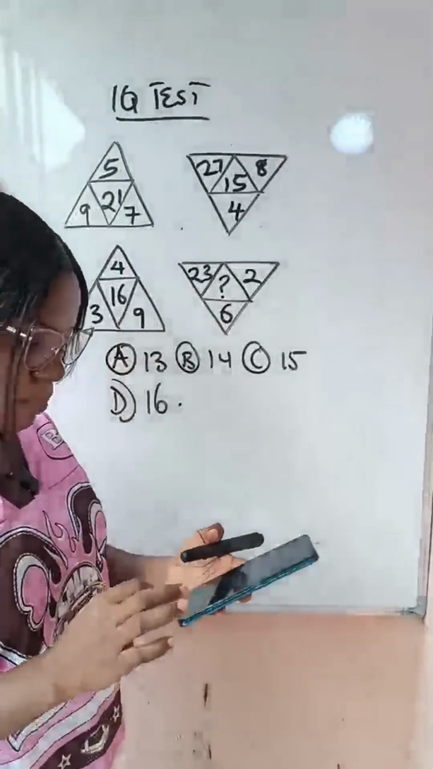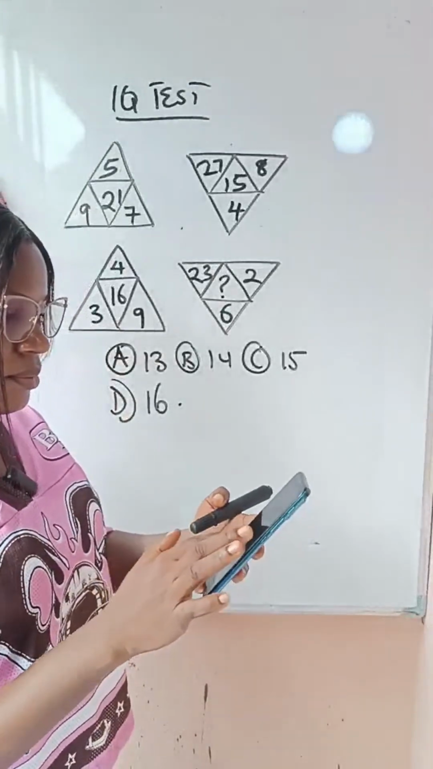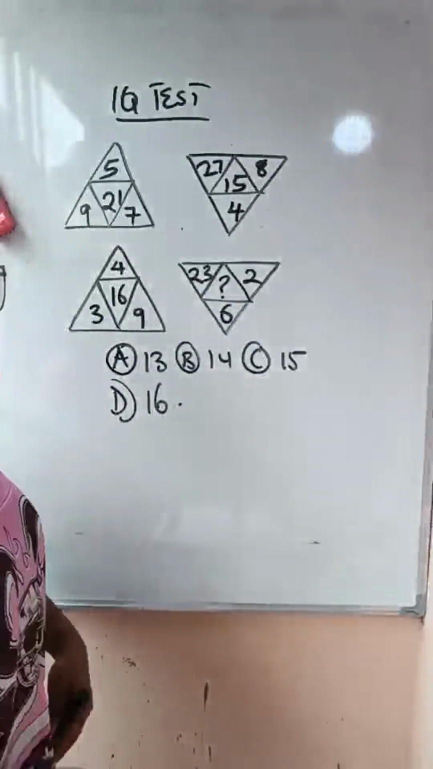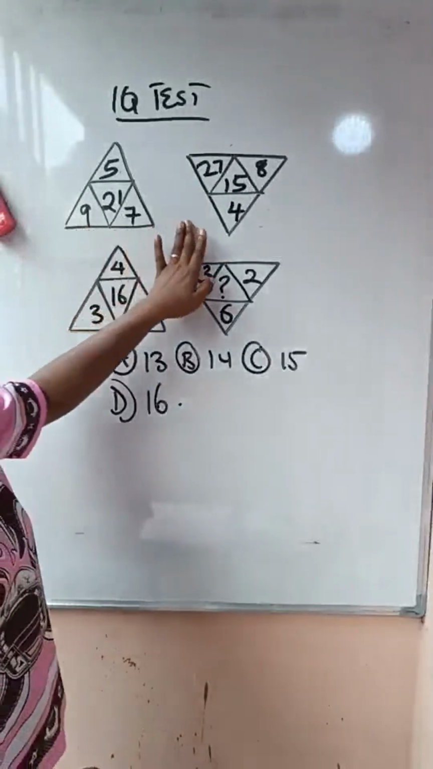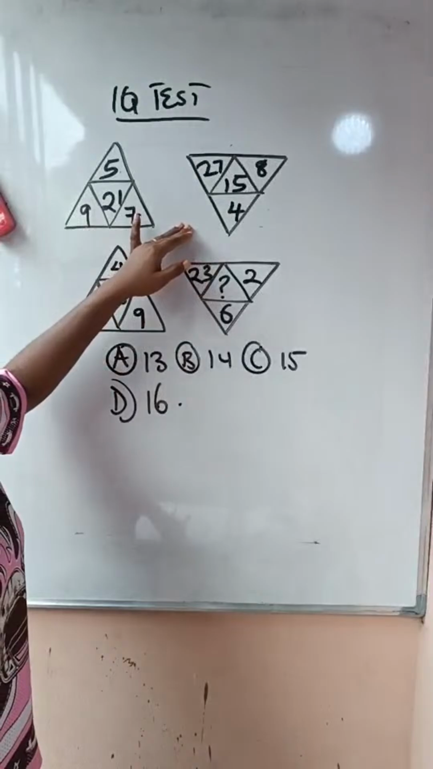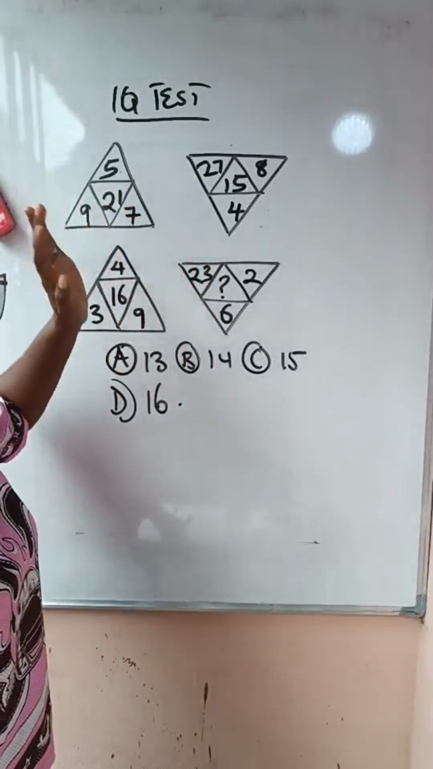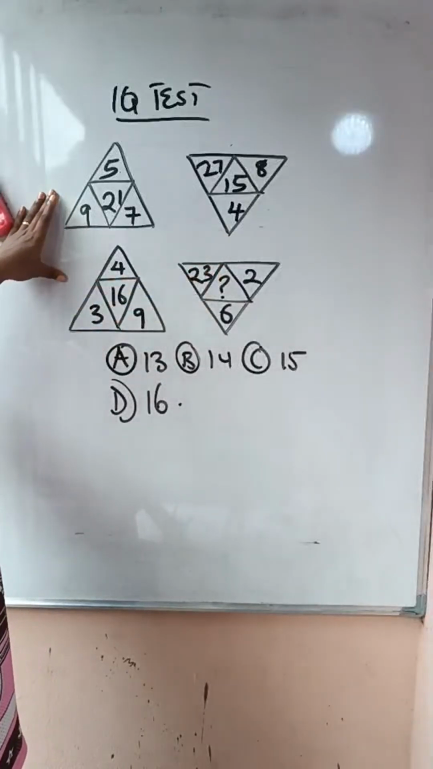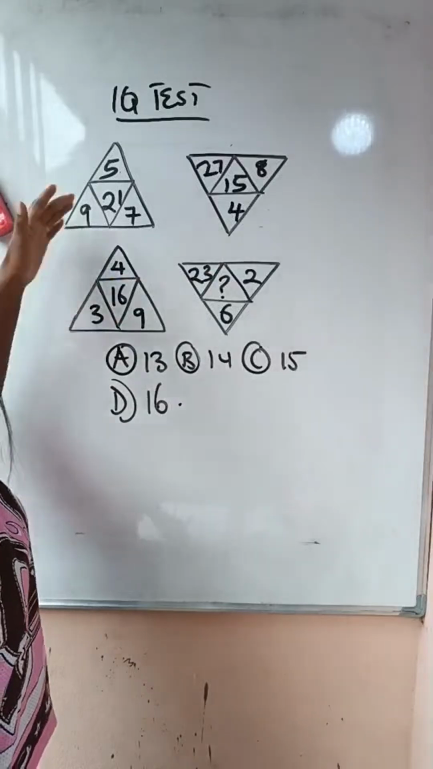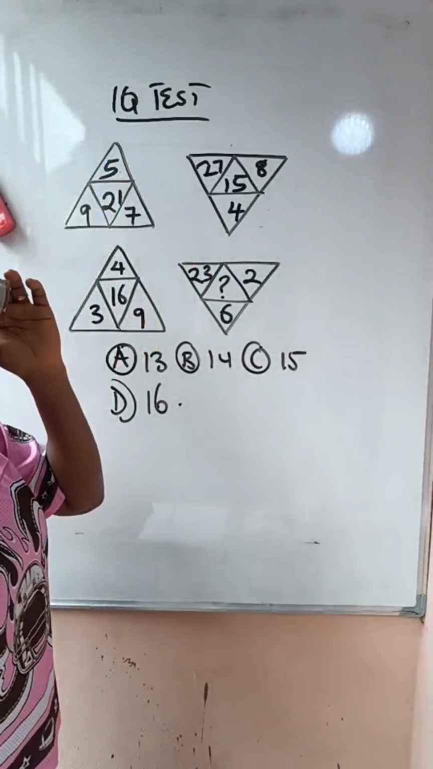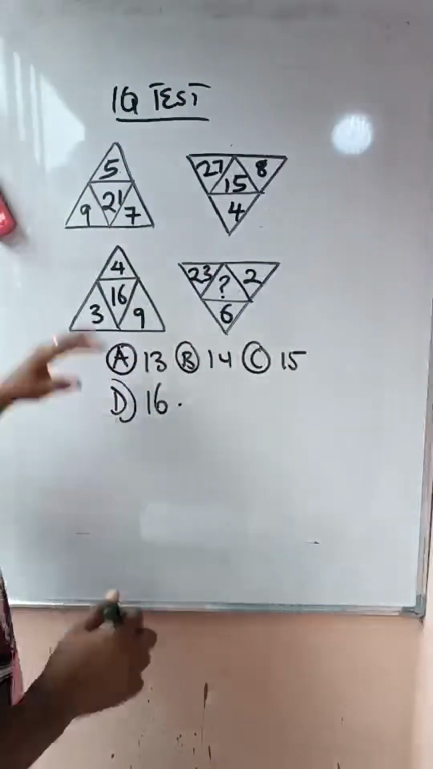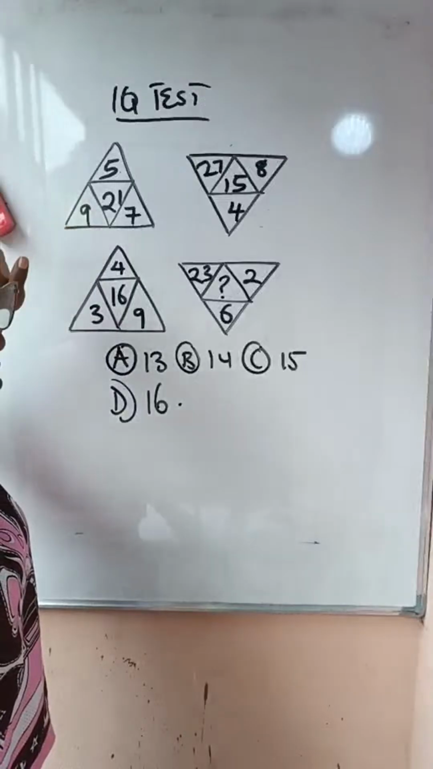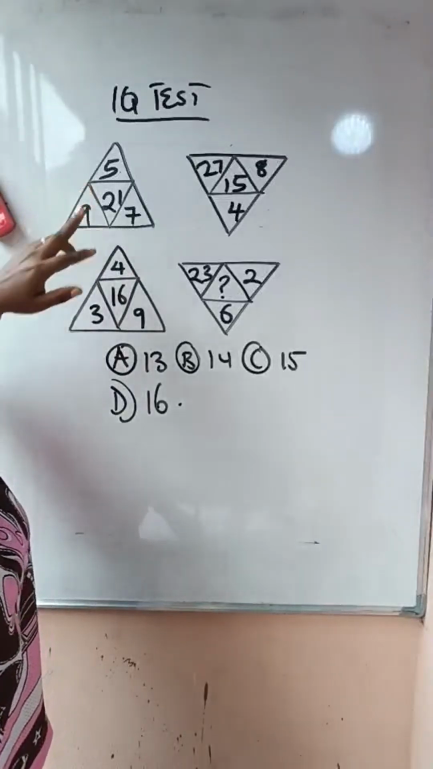When you look at these questions, you will notice one thing. We have two types of triangle. We have one that is facing upwards and another one that is facing downwards. So we have a set of ones that are facing upwards and the other two are facing downwards. For those facing upwards, it's easy. You add all the numbers you can see there in order to get the middle number.